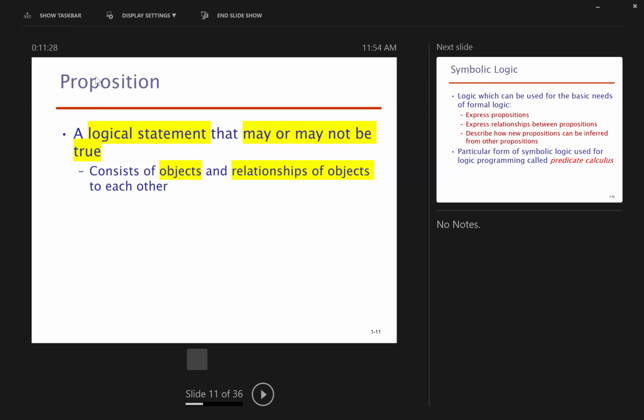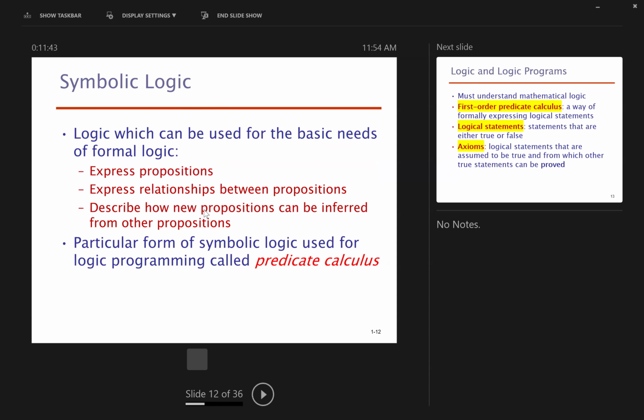So we should understand, I think we already went through what is a proposition already, a logical statement that may or may not be true. Also, we say it consists of objects and also relationships of objects to, again, each other. Then the next section is symbolic logic also. Most of the items here are theory. As we said, mostly it will be based on predicate calculus. So we say the particular form of symbolic logic used for logic programming again is the predicate calculus.